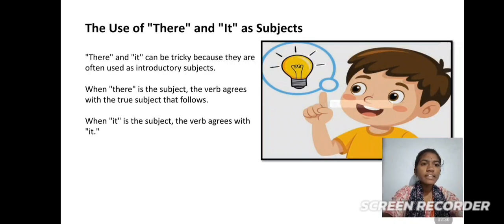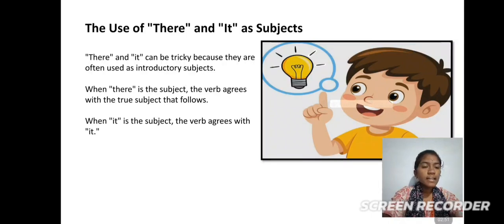The use of there and it as subjects. There and it can be tricky because they are often used as introductory subjects. When there is the subject, the verb agrees with the true subject that follows. When it is the subject, the verb agrees with it.